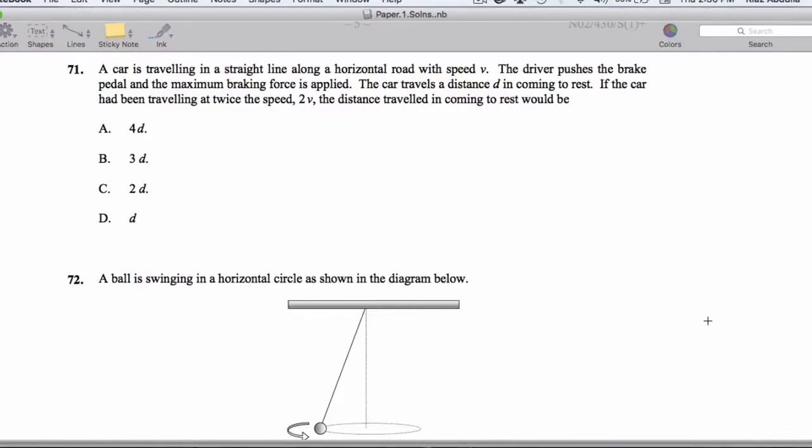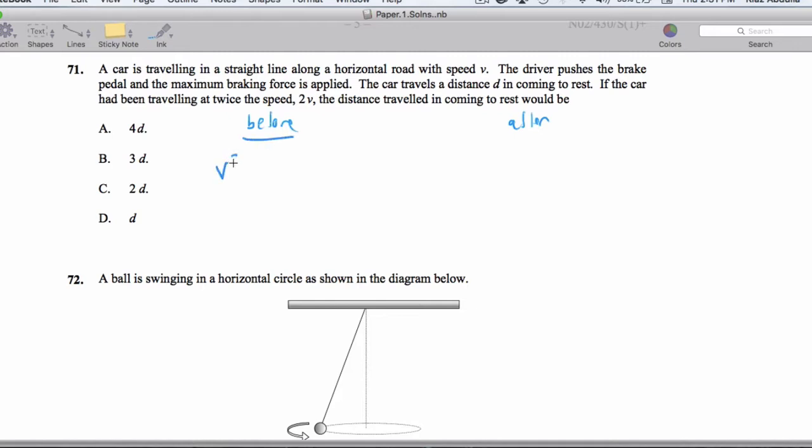Alright, so we have a car traveling in a straight line along a horizontal road with speed v. The driver pushes the brake pedal, and the maximum braking force is applied. The car travels a distance d and comes to rest. The car had been traveling at twice the speed, 2v. We want to compare those distances. So let's just do a before and an after.